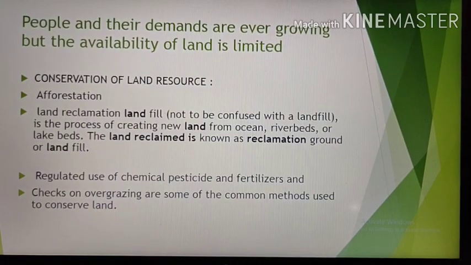Now, this growing population and their ever growing demand has led to a large scale destruction of forest cover and arable land and has created a fear of losing this natural resource. Therefore, the present rate of degradation of land must be checked. Afforestation, land reclamation, regulated use of chemical pesticides and fertilizers, and checks on overgrazing are some of the common methods used to conserve land resources.